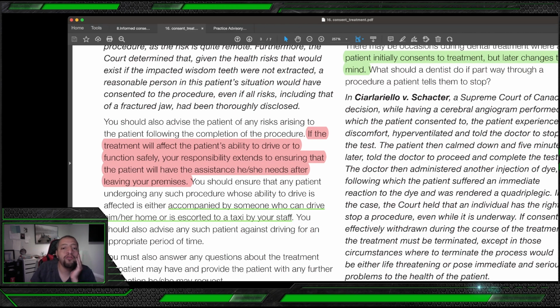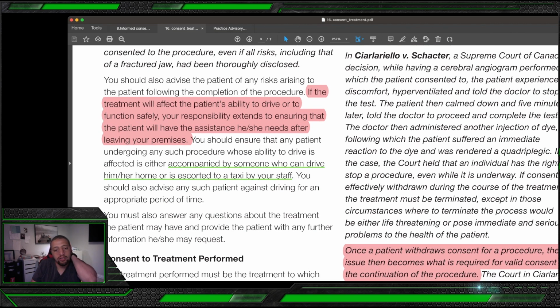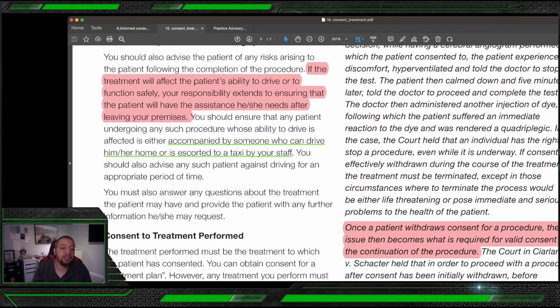Moreover, for the consent, if you know your patient is coming to you and is going to be sedated for this one, he cannot drive, he cannot go home by himself, so you should recommend that. If the treatment will affect the patient's ability to drive or to function safely, your responsibility extends to ensuring that the patient will have the assistance he needs after leaving the premises. He should be accompanied by someone who can drive him home, or escorted to a taxi by your staff. If he cannot bring anyone with him, or for any reason he just came by himself after you told him, it's not enough that you told him so. No, it's your responsibility to escort him to a taxi and make sure he gets home safe.